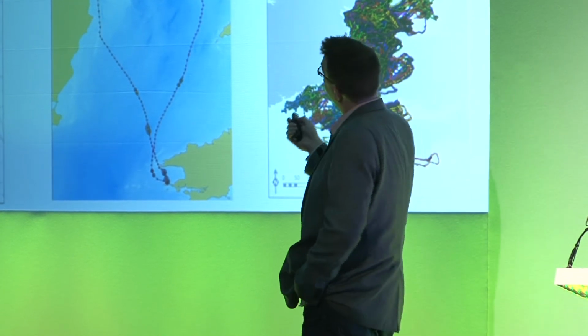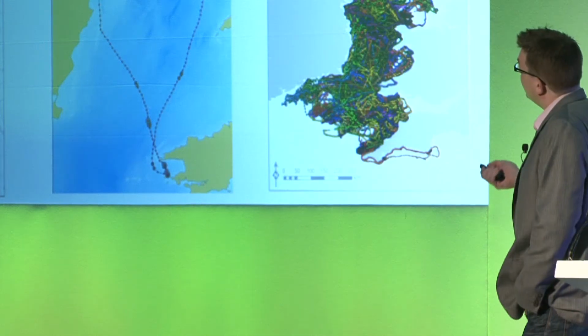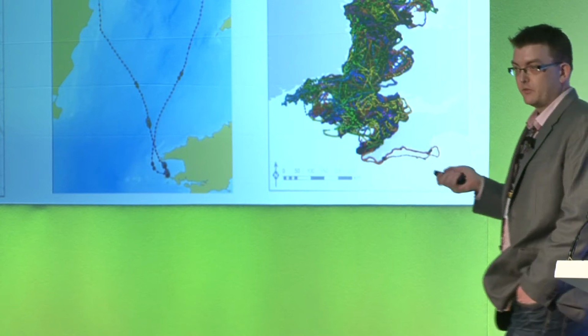So this is a Manx shearwater. This is a 5-day foraging trip. So it left the coast of Wales, went out for 5 days to find food for its chick, and overlaid on this track, just sampled about every 5 minutes, is diving events. So we know that it's diving for food.